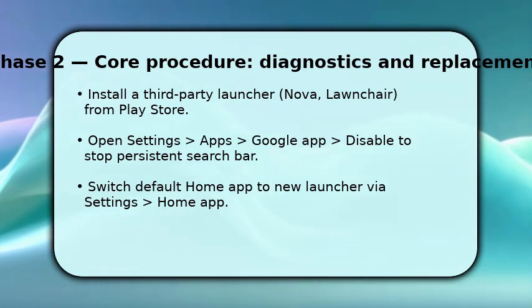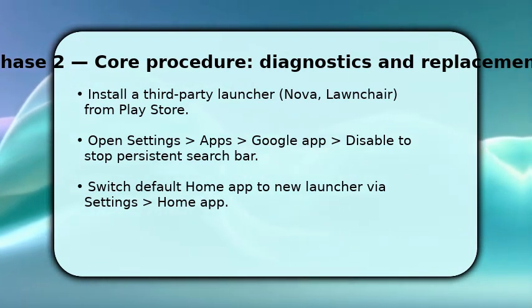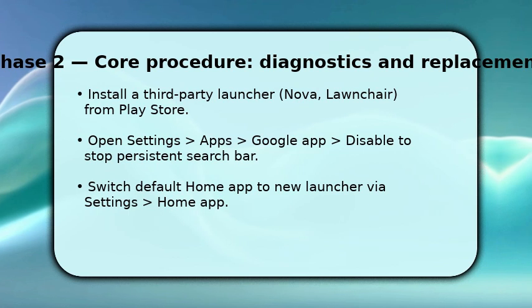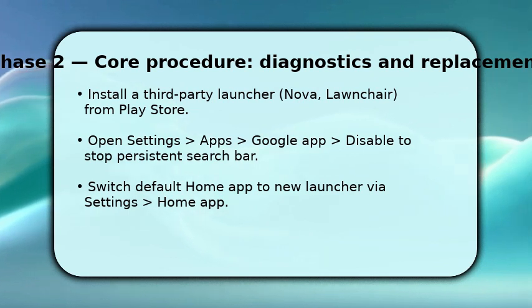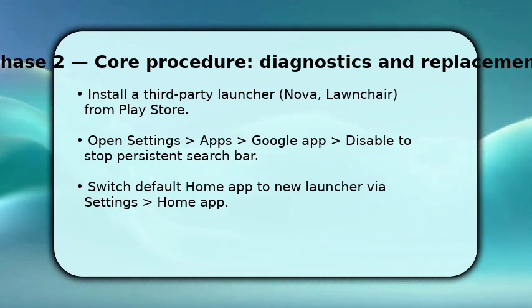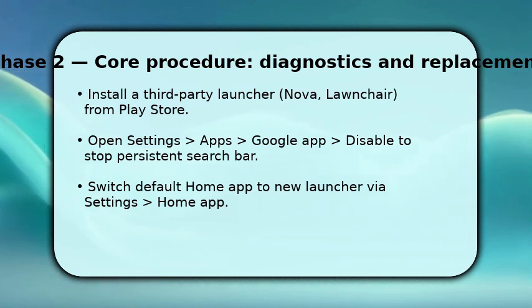Install a third-party launcher like Nova Launcher from the Play Store, because launchers control home layout and let you remove persistent widgets. Once installed, go to Settings, Apps, find the Google app and choose Disable if you cannot remove the bar otherwise. This stops the app from re-adding it.